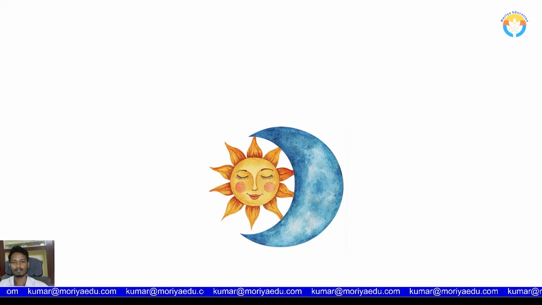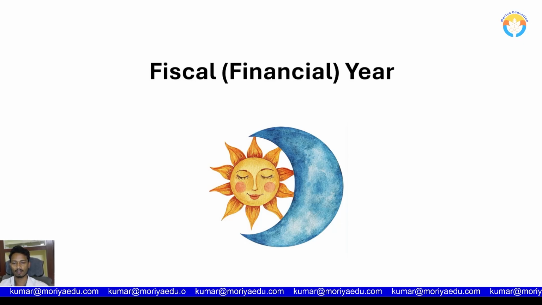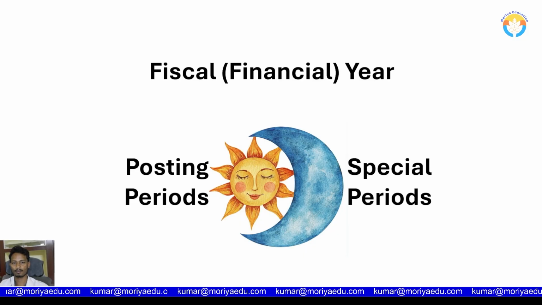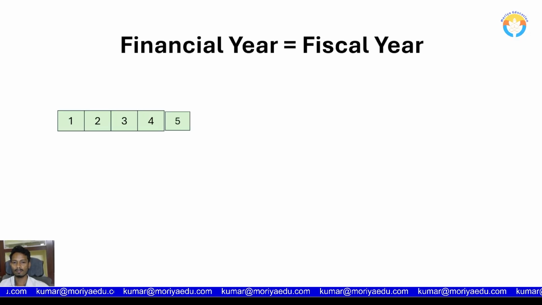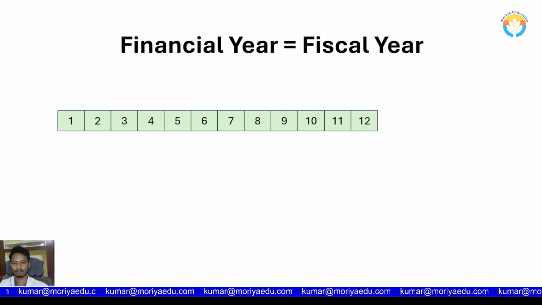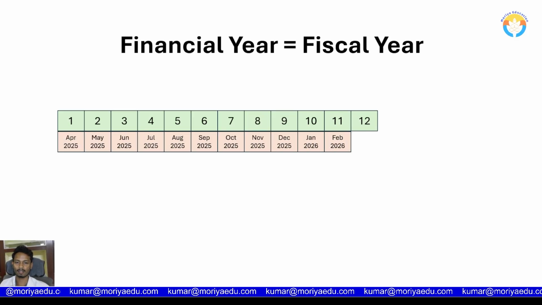Hi, in this video we will understand fiscal year, posting periods and special periods. Financial year is called fiscal year in SAP. Any fiscal year consists of 12 months. In India, April is the first month in the financial year and the last month is March of the next following year.